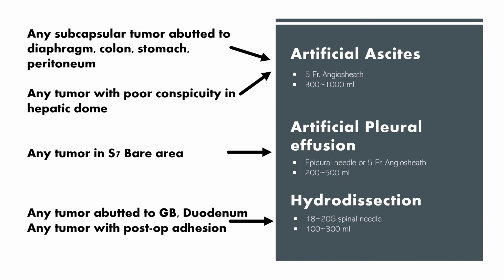This slide shows how I use artificial fluid in liver ablation. I use artificial ascites for any subcapsular tumor abutting the diaphragm, colon, stomach, or peritoneum, or any tumor with poor conspicuity in the hepatic dome. For any tumor in the segment 7 bare area, I use artificial pleural effusion rather than ascites. For any tumor abutting the gallbladder, duodenum, or any tumor with post-op adhesion, I use hydrodissection.